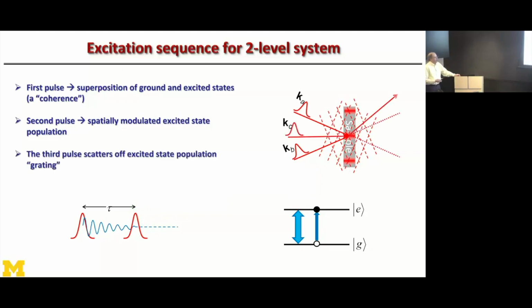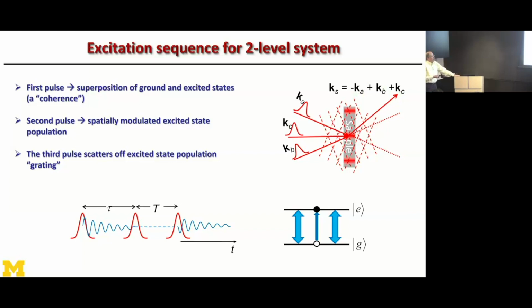And then we come in with a third pulse. What we think of is it scattering off this grating that's been formed. This fact that spatially there's a distinction between the excited state and the ground state means that now the transmission is spatially modulated, and so this pulse will diffract off of it. If you work it out, this grating has a wave vector of minus Ka plus Kb, as well as the opposite. It has both of them. But the signal we're going to pick out has the wave vector of the third pulse plus the wave vector of the grating.